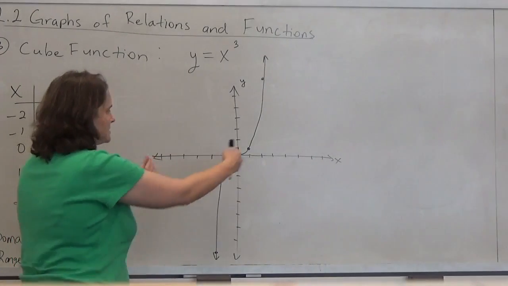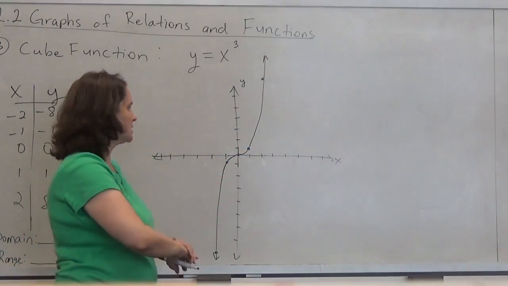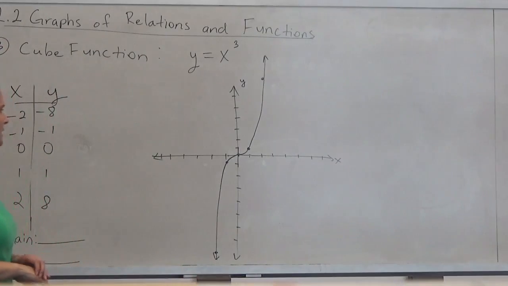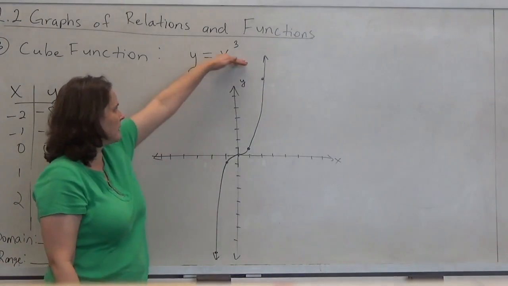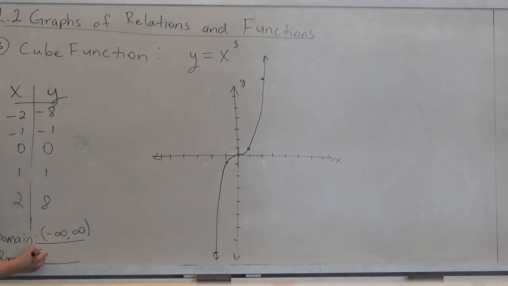It gradually spreads out just like the x squared function did. So our domain would be negative infinity to positive infinity. Our range goes from negative infinity to positive infinity on the y's.